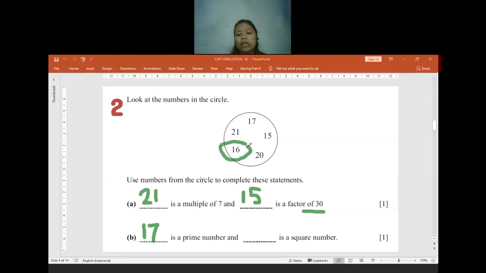Some of you wrote 20. I don't know why 20 became a square number. Some of you who made mistakes wrote 20, so please read the question properly. Square number doesn't mean it's divisible by 2 only, but when I find the square root, it has to be a whole number. Is there anyone who has a question?